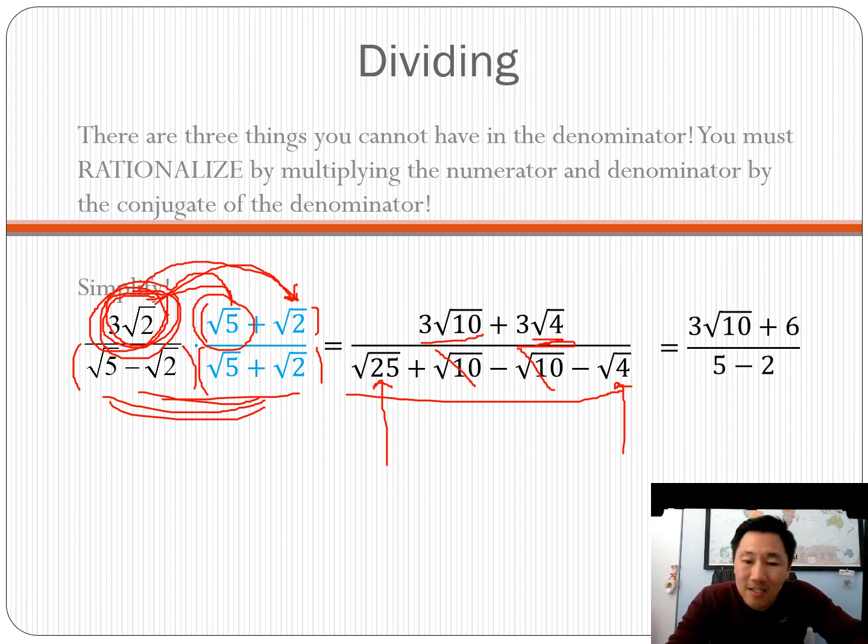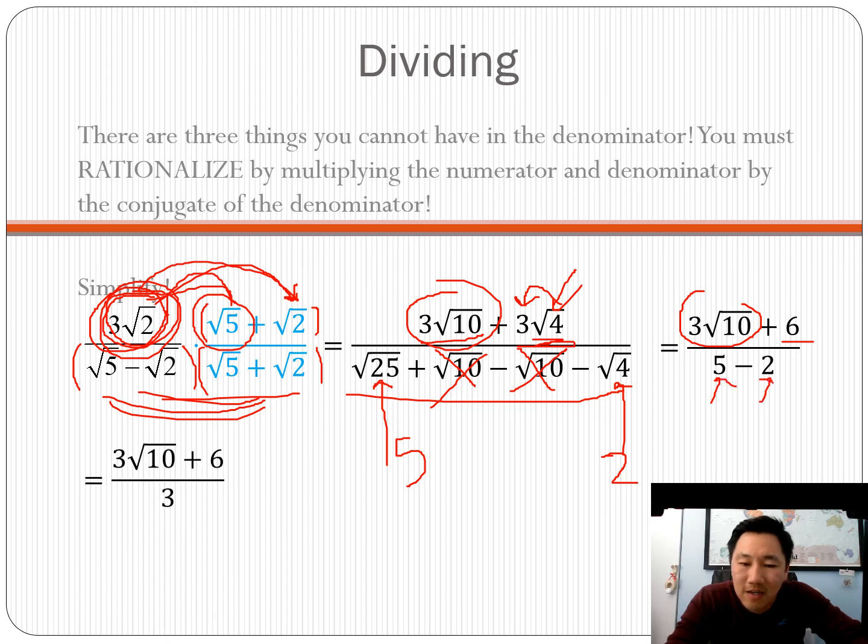All right, let's simplify it. Here's 3 radical 10. But then this one, radical 4, we all know radical 4 is just 2. And so 2 times 3 makes the 6. And then the bottom, radical 25 is just 5. These cancel out. Radical 4 is just 2. And so that's where I got the 5 minus 2 from. And simplify. We get 3 radical 10 plus 6 over 3.